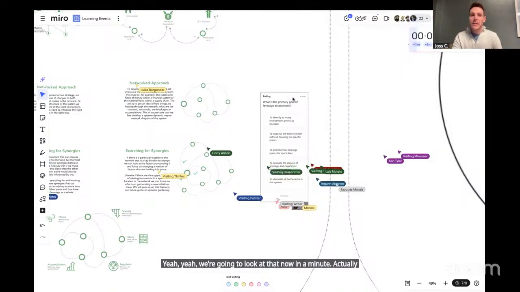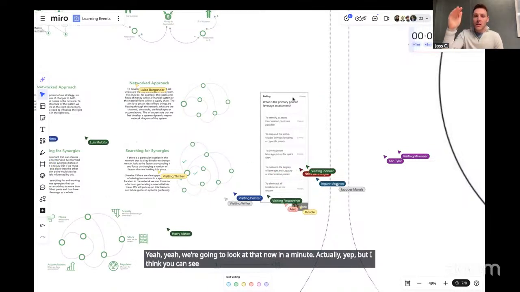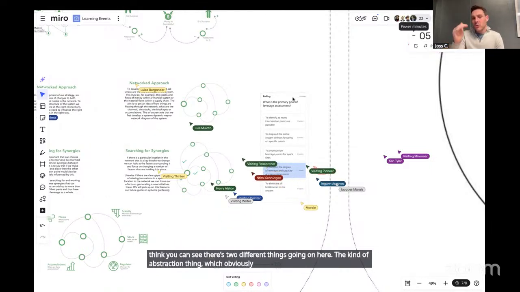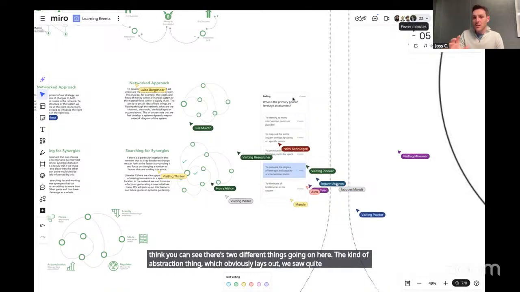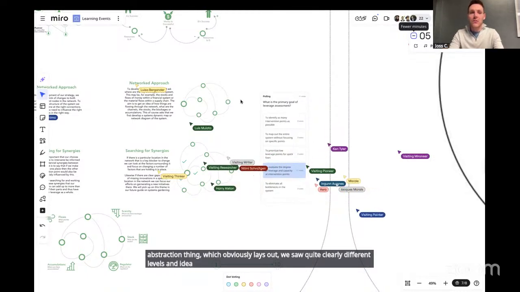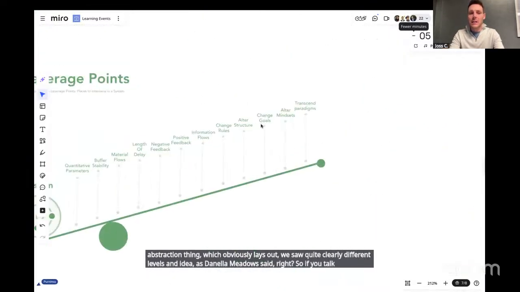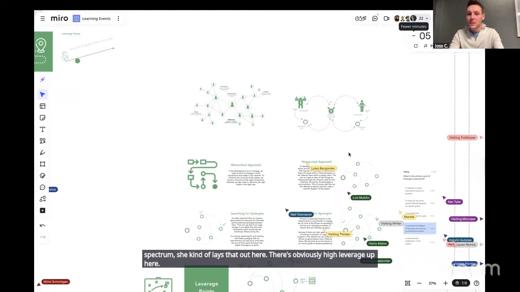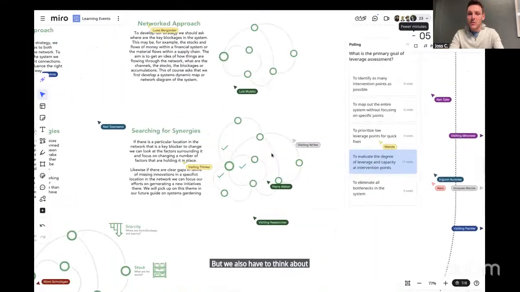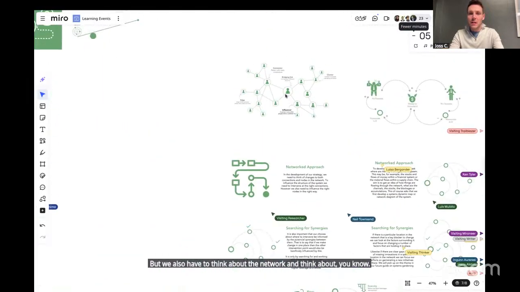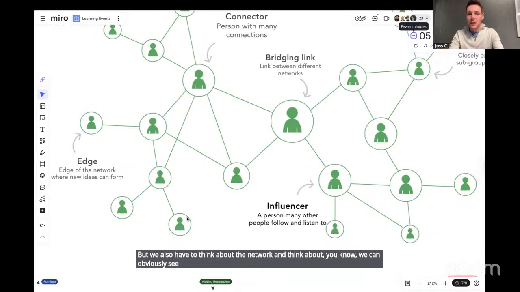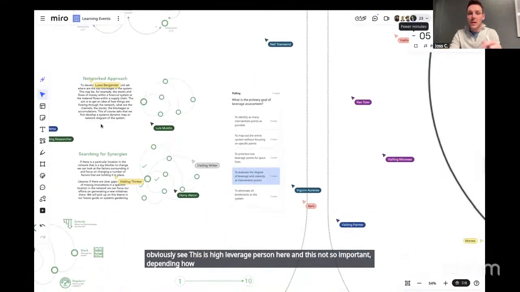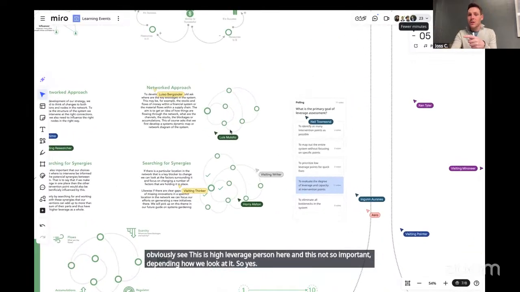Actually, yep. But I think you can see there's two different things going on here. The kind of abstraction thing, which obviously lays out, we saw quite clearly different levels and ideas, as Donella Meadows said, right? So if you talk about a spectrum, she kind of lays that out here. There's obviously high leverage up here. But we also have to think about the network, and we can obviously see this is a high leverage person here and this not so important, depending how we look at it. So yes, we can look more at that, Azra.